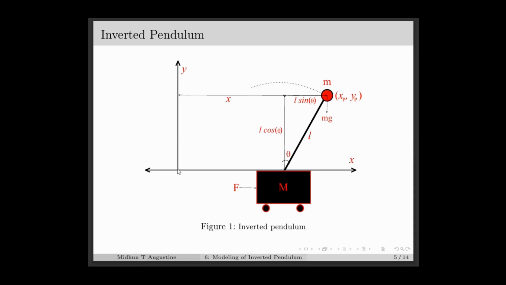Here, we consider this as the origin of the reference axis, and small x denotes the position of the cart along the x direction, which is the distance from the origin to the pivot point. And here xp and yp denote the coordinates of the pendulum, which are actually the coordinates of the center of gravity of the pendulum. And from here we can see that xp will be equal to x plus L sin theta and yp will be equal to L cos theta, where L is the length of the pendulum.